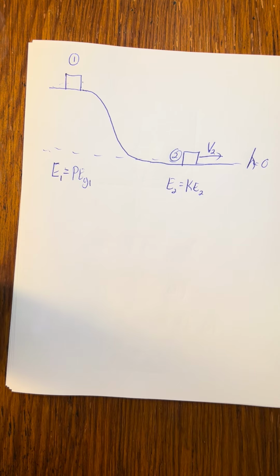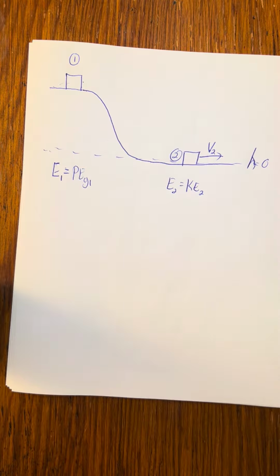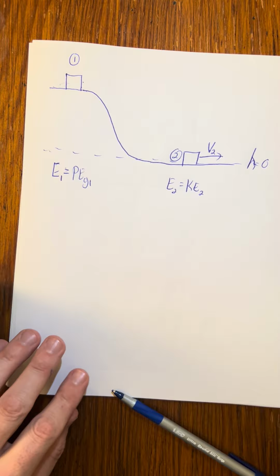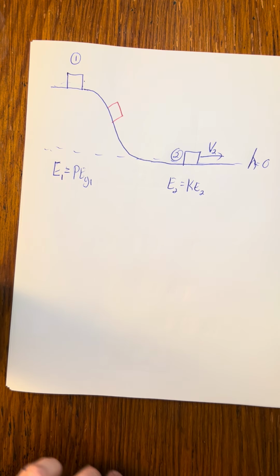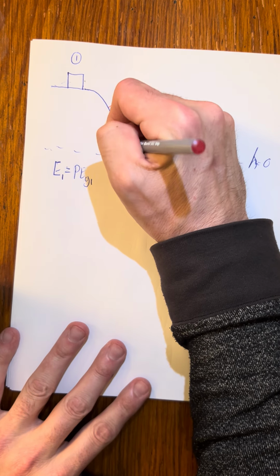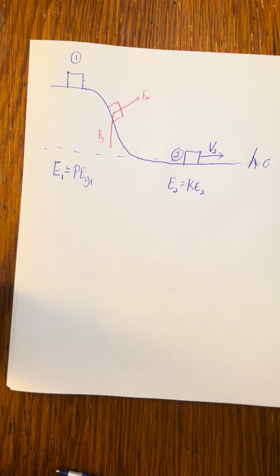So now the question becomes, between position 1 and position 2, do any non-conservative forces do work? Well, let's look at the object at some instantaneous position between position 1 and 2. Well, we know the gravity force is acting on it. We know the normal force is acting on it. So the big question is, is there friction or not? And let's say that this hill is frictionless.